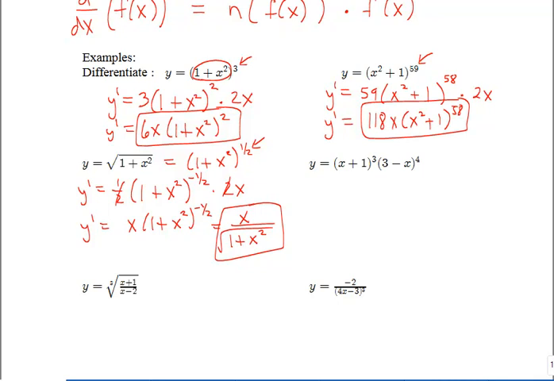Okay? All right, the next example here is a little bit more complicated. Here we have (x plus 1) cubed times (3x minus 4) to the fourth. Now, the (x plus 1) cubed is like a chain rule because it has that outer function and this inner function.